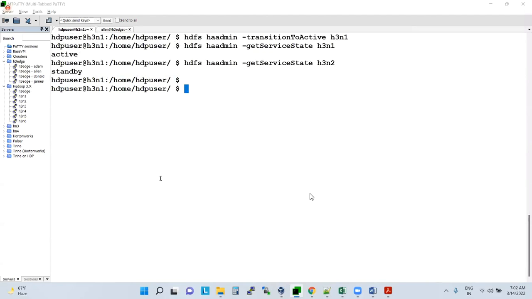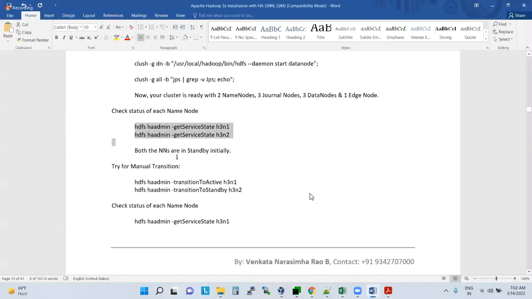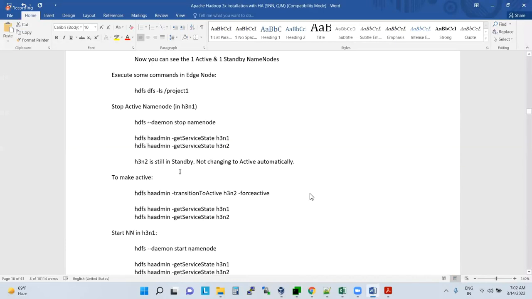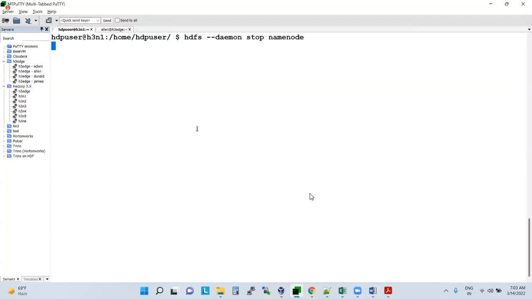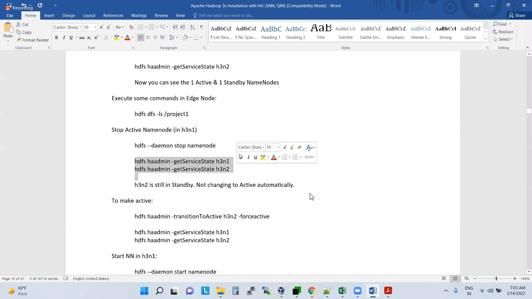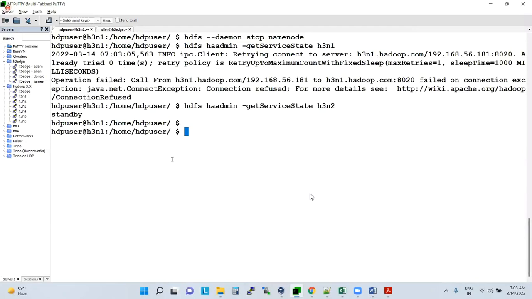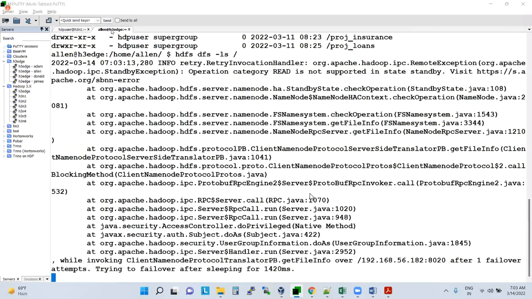Here the problem is, in case the first name node is active and suddenly I stop the first name node. Now if you see the status, the first name node is down and the second name node status is standby. Again, if you run this command, since there is no active name node, this is the problem.